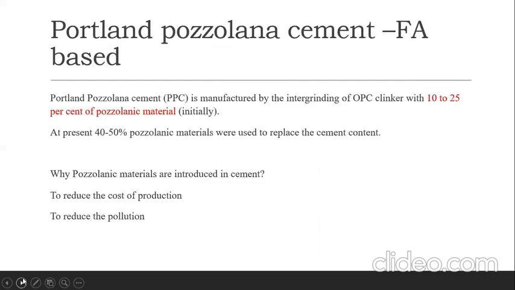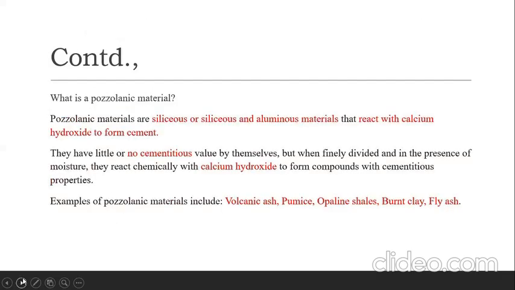The next type of cement is Portland pozzolana cement, where 40 to 50 percent of the cement is replaced with pozzolanic material, that is fly ash. Why are pozzolanic materials introduced in cement? Cement is one of the highest cost materials in concrete, so reducing cement consumption reduces the cost of production. In addition, in comparison with all other materials, cement is one of the highly polluting materials. So reducing the dosage of cement lowers the pollution level in the environment.